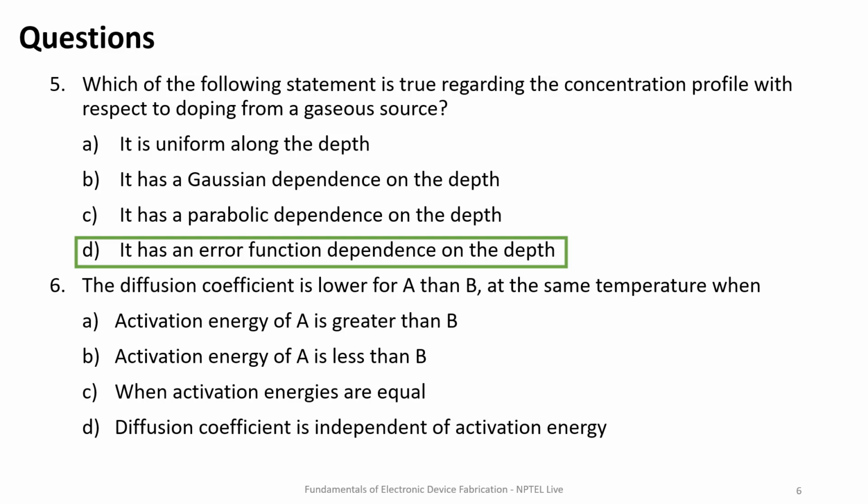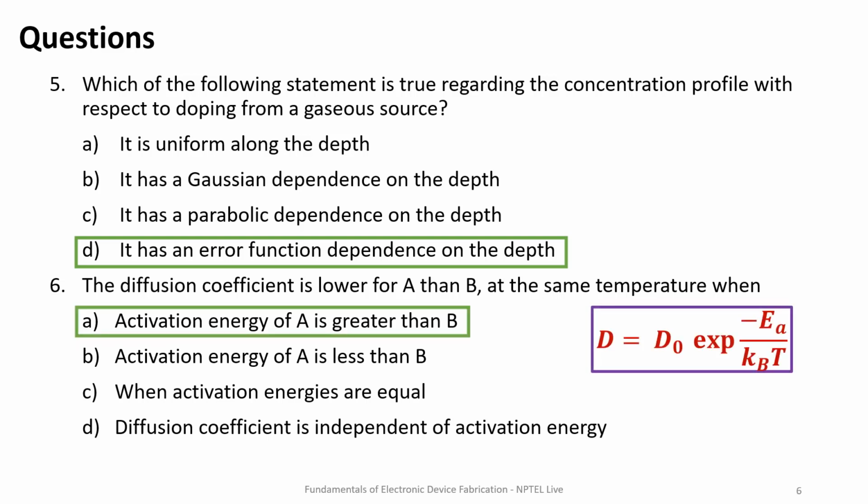D equals D naught into e power minus Ea by kT. Yeah, and can you give an explanation for the others to understand, like how you got answer A? In the equation, it is e power minus Ea, so it'll come in the denominator, inversely proportional. Yeah. So basically, this is the equation: D is equal to D0 exponential of minus Ea by KB into T.